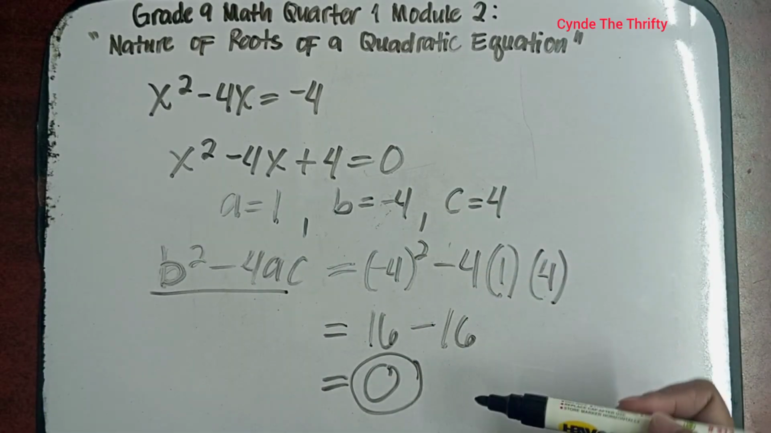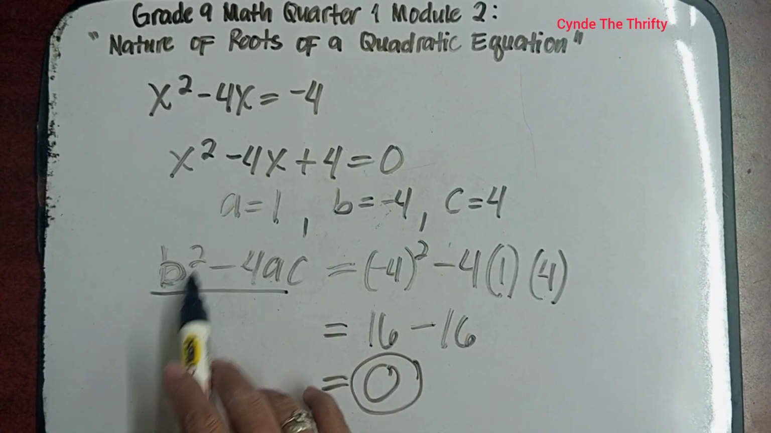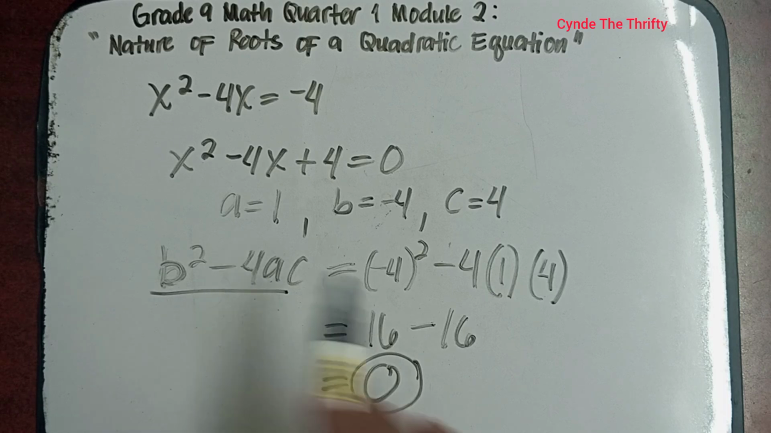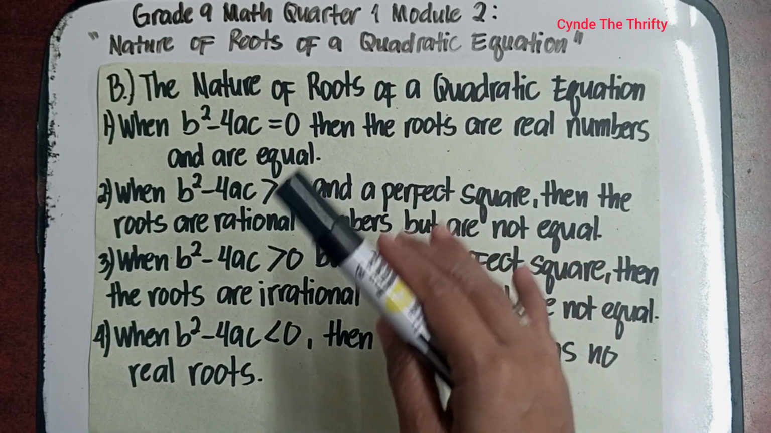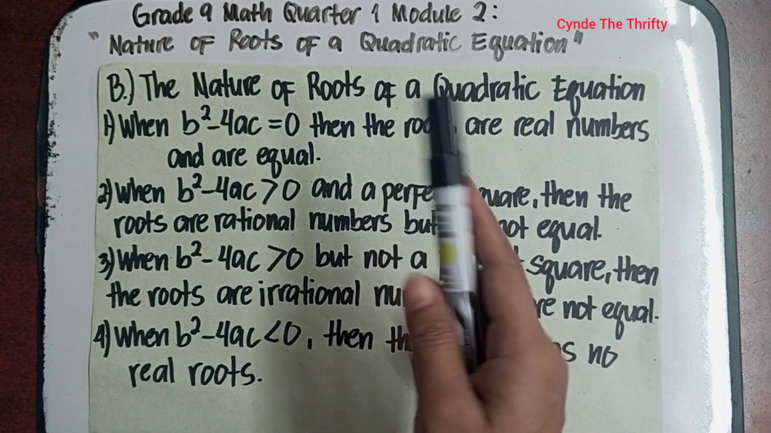O, diba, napakadali lang. Basta wag nyo lang kalimutan si b squared minus 4ac para makuha nyo ang inyong discriminant. Ngayon, alam na natin kung paano kunin ang discriminant. So, isolve lang natin ang b squared minus 4ac.